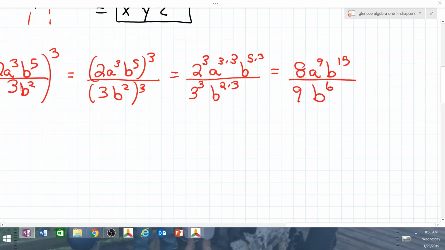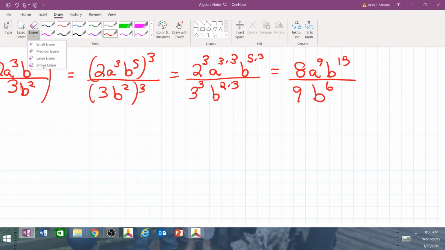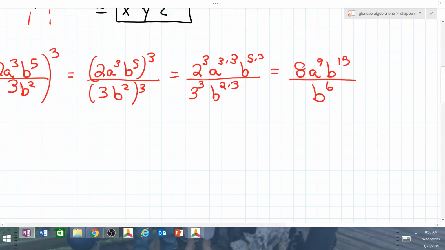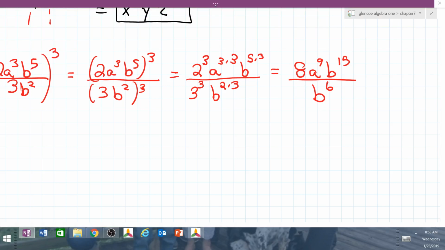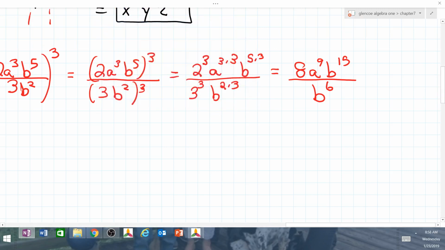Yes? Are you with me? Let's see, we did something wrong. 3 to the 3rd power is not 9. 3 to the 3rd power is 27, and I knew that, so let's fix it real quickly. I'm kind of glad that I made that mistake because we do that all the time. We multiply 3 times 3, and 3 to the 3rd power is 27. So this should be 8a to the 9th, b to the 15th over 27b to the 6th power. Are you with me? Yes?